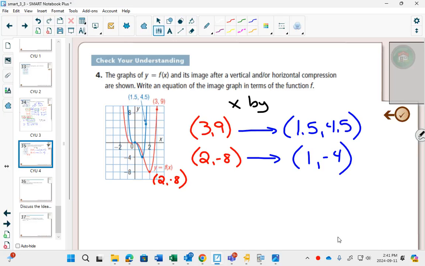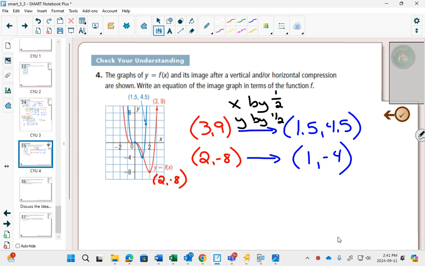Is there something I could multiply the first point by to get 1.5? Yes. 0.5, or 1/2. Does that work for the second point as well? Absolutely. So now we know that the x has been multiplied by 1/2. Similarly, look at your y's. I think you'll see it quite easily that that also has been multiplied by 1/2.